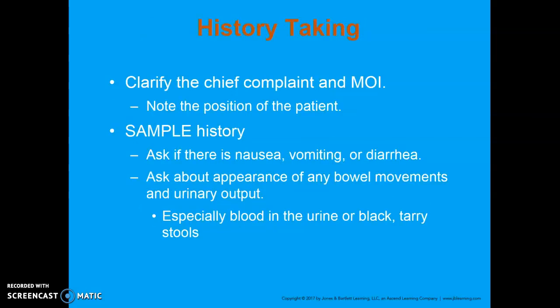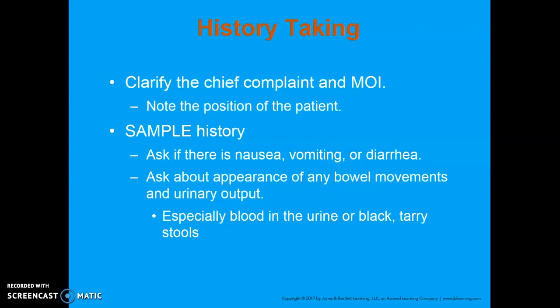When you're talking about the history, clarify your chief complaint and ask some more questions about the mechanism of injury. You want to identify any associated signs and symptoms, rule out any pertinent negatives, and note the position in which the patient is lying. You can get a lot of information based on if they're laying on a side with their knees curled in, trying to reduce pressure on that abdomen.